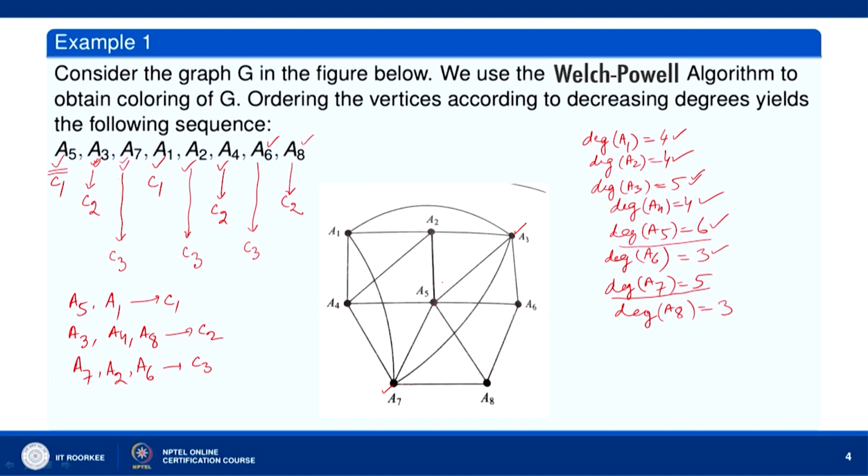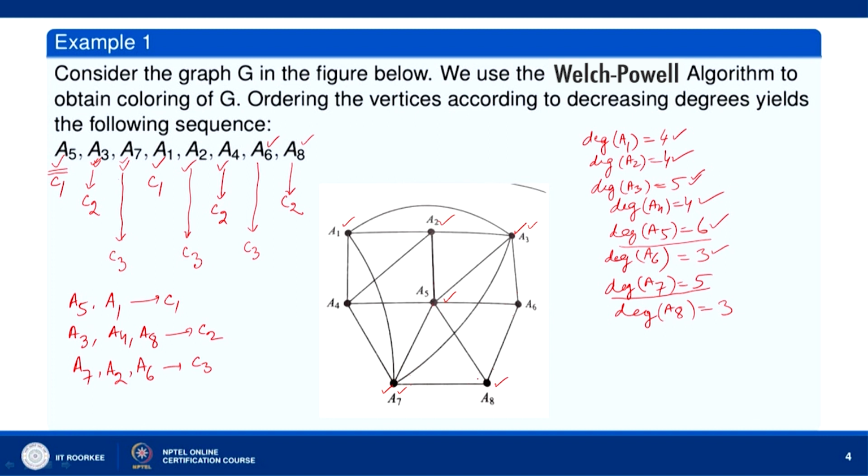We see that A1, A2, A3 are adjacent. A1 is adjacent to A2, A2 is adjacent to A3. So, they are to be painted with different colors. So, A1, A2, A3 are to be painted with different colors. So, we will need 3 colors to paint A1, A2, A3, or you can consider A5, A7, A8.